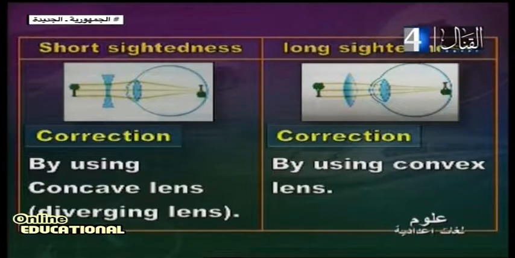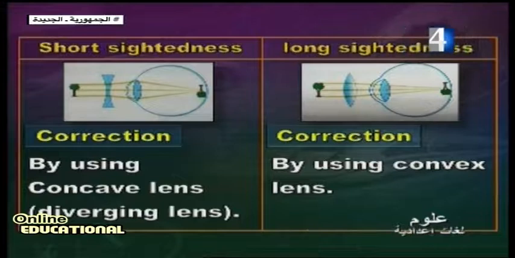Because convex lens collect or converge light rays. So, in this case, image is formed on the retina instead of behind it. So again, let's make quick revision. We have two cases in vision defects: short-sightedness and long-sightedness. In short-sightedness, the person can see near objects clearly, but far objects not clear. In long-sightedness, the person can see far objects clearly, but near objects not clear or distorted.